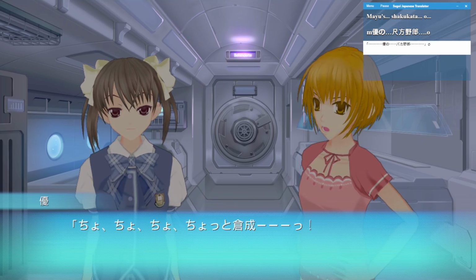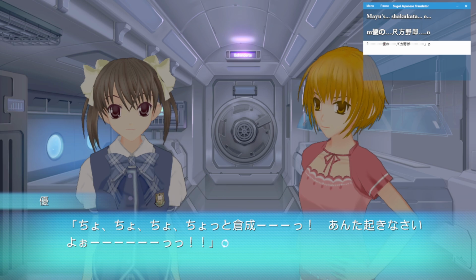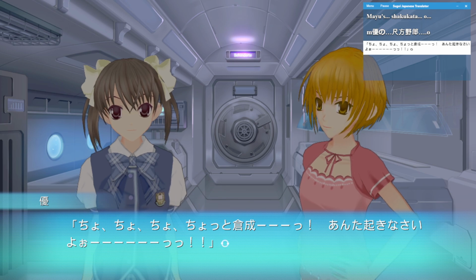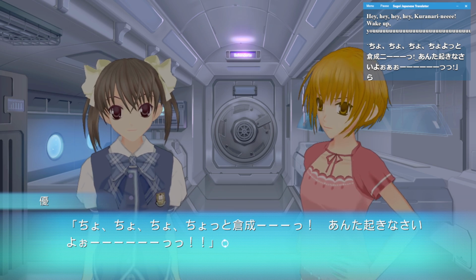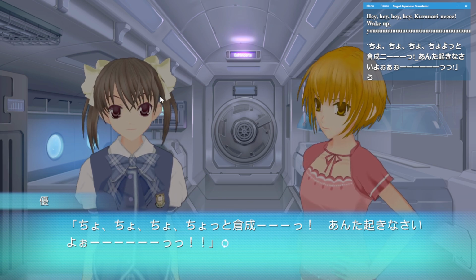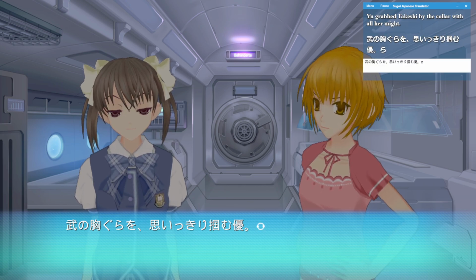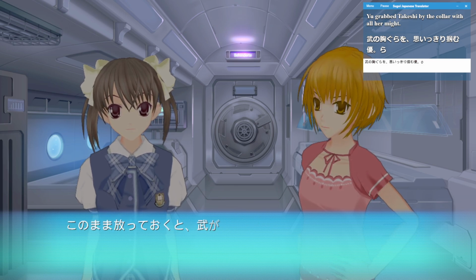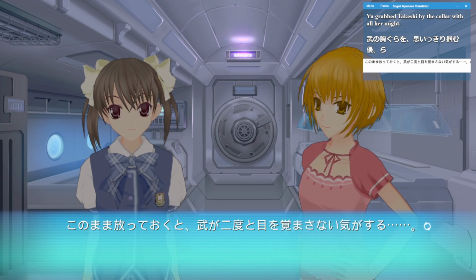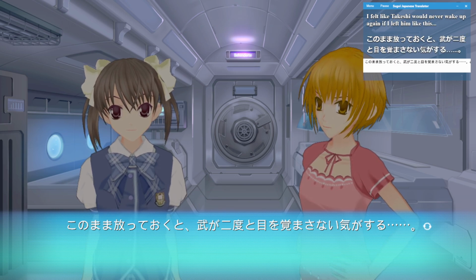ちょっと倉なりあんた、起きなさいよ. It's like, wait, Kurinari. What are you saying? For some reason, I can't get it to translate. Okay, I got it. I guess she's yelling, wake up, at him. You grab Takeshi by the collar with all her might. Come on. It felt like that it probably would be it. Or maybe it is I felt like Takeshi would never wake up again if I left him like this.